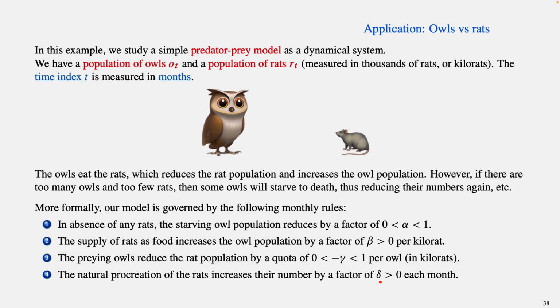Now you could complain that we don't have the natural procreation of the owls included in this model, but for simplification we assume they procreate very slowly compared to the rats. So yeah, we will just include implicitly the procreation of the owl in the supply of rats, and in the negative procreation, if you like, in the starvation if there are no rats.